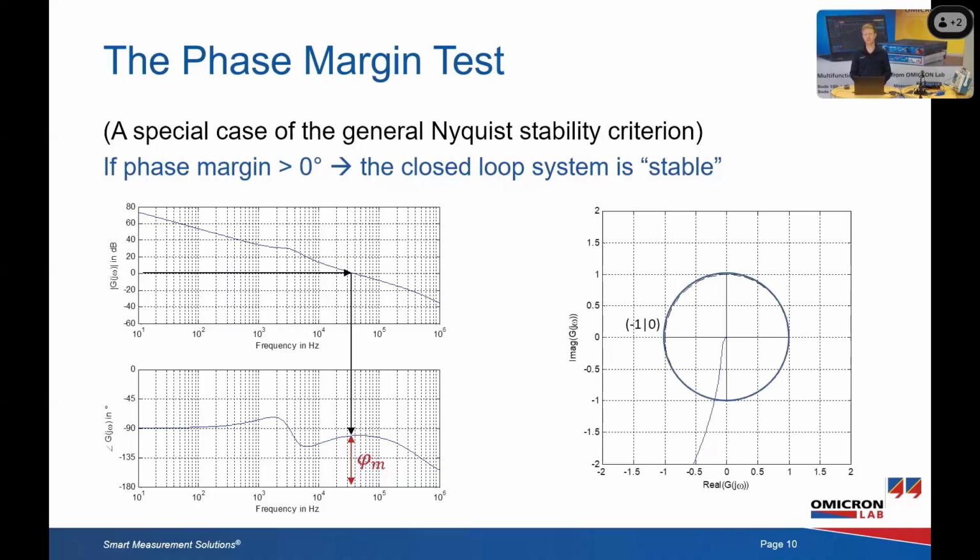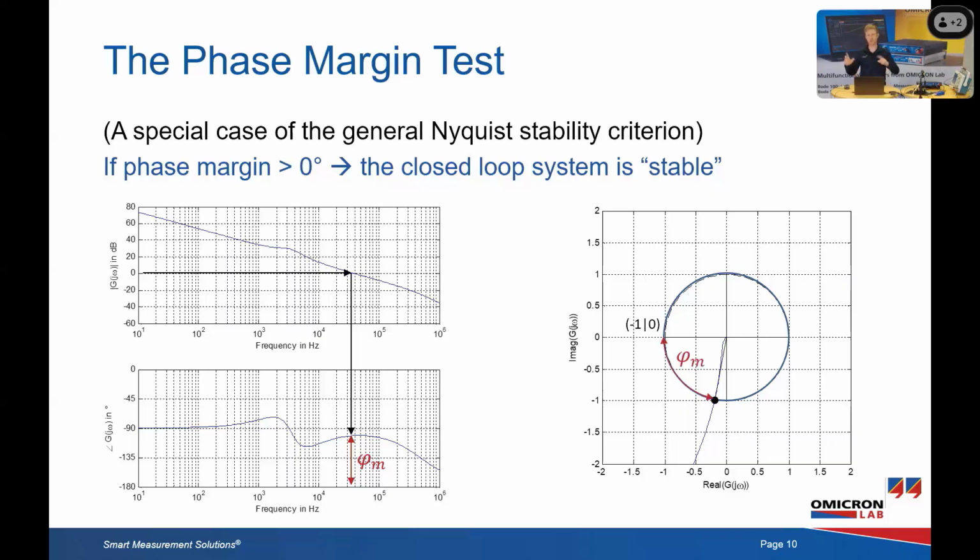We can also look at it in the Nyquist plot, or in the complex plane. We have the unity gain circle. That's where we have the gain of 1. So that's where the transfer function crosses the unity circle. That's the unity gain crossover frequency, and that would be in that case here on that slide.